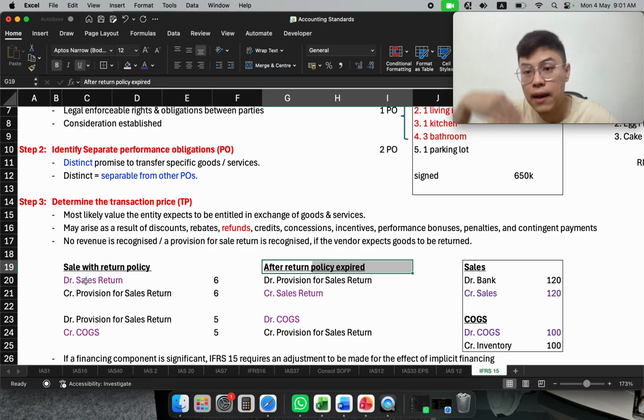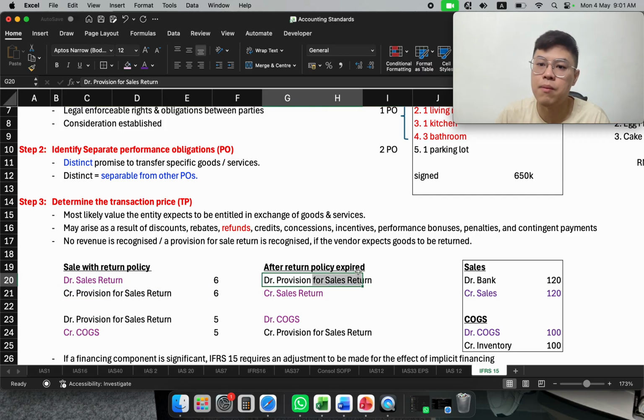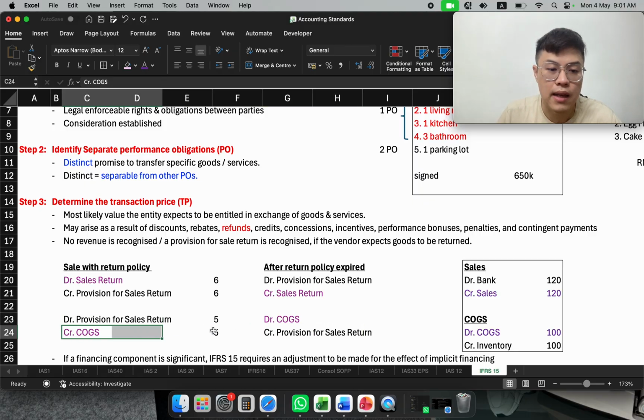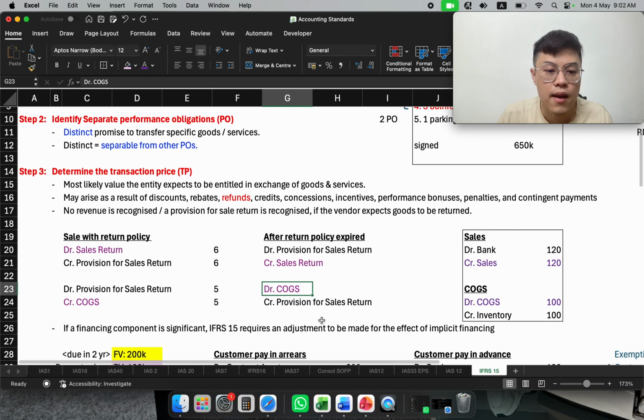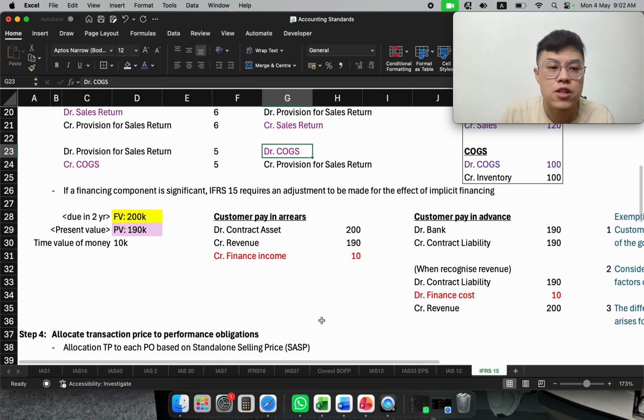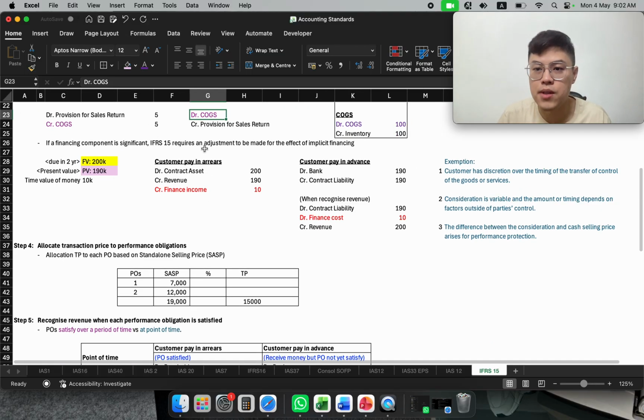Then 1 month later, 30 days later, you can recognize this sales return by credit sales, debit provisions for sales return, cancelling out the provision, and credit provisions and debit cost of goods sold related to these cost of goods sold portions. So this is how it works in the real world, and this is also specifically in step 3. Step 3 also mentions significant financing components.